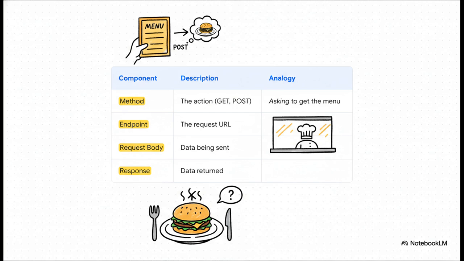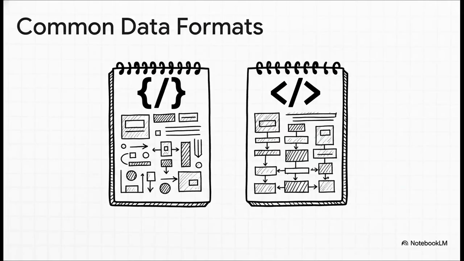Think of it like the kitchen's dedicated service window. The request body, well, that's the juicy part, the actual details of your order, like cheeseburger, no onions, extra pickles. And of course, the response is what you get back, your food arriving at the table. But how is that order even written down so the kitchen can understand it? Well, APIs need a common language, and the two most popular ones you're going to hear about are JSON and XML. You don't need to be an expert, just think of them as the standardized notepad the waiter uses to write everything down, making sure the kitchen understands the order perfectly every single time.